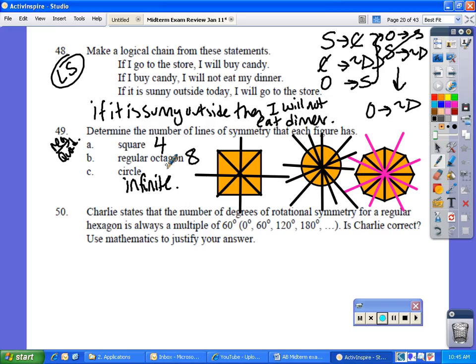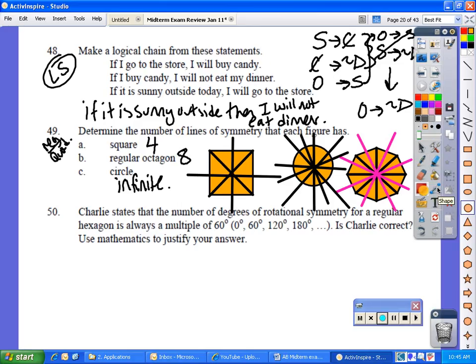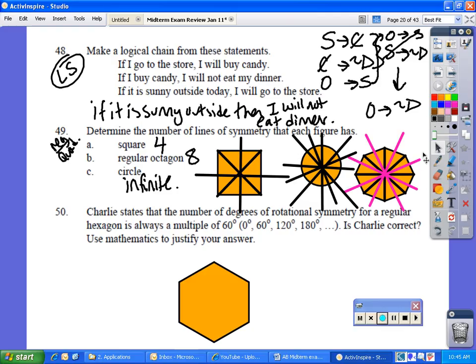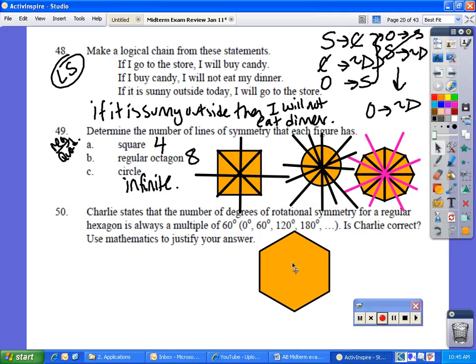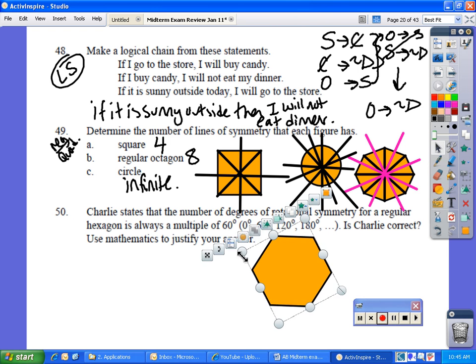All right, finally, Charlie states the number of degrees for rotational symmetry for a regular hexagon is always a multiple of 60. And a hexagon being a 6-sided figure. So let's get ourselves one of those. Right over here. Regular means that all of the sides are the same. And he's saying it's always a multiple of 60. Well, if you think about it, I can take this figure right here and I can turn it. I can turn it around and it looks the same. Around, around. I can keep turning it. Well, I can actually turn it 6 times.